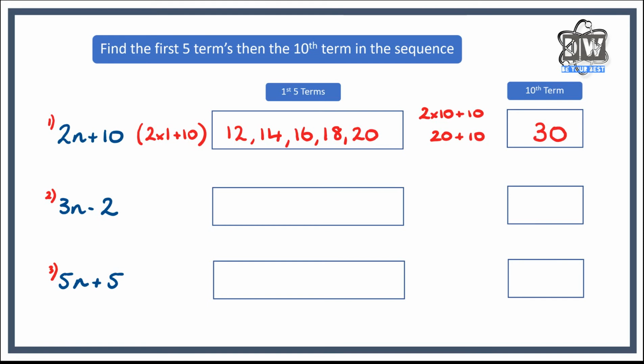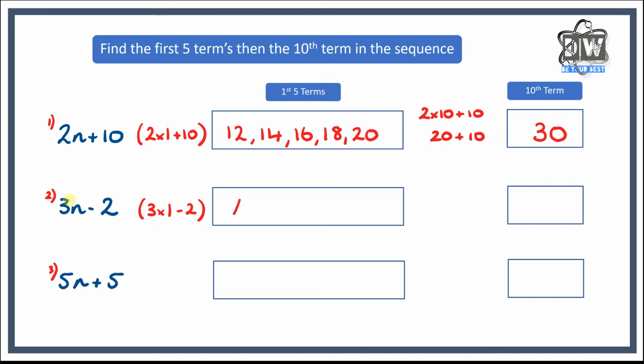I'm going to do one more with you before I let you loose on the rest of the questions. Let's find the first term and then follow that by the first 5 terms of the next one. So we've got 3 timesing by 1 minus 2. So 3 timesing by 1 gives me 3. 3 take away 2 gives me 1.